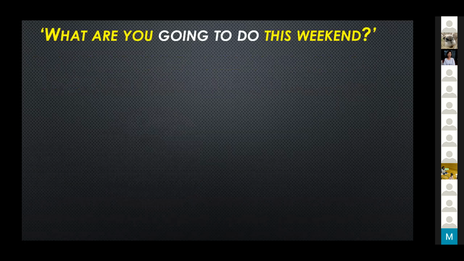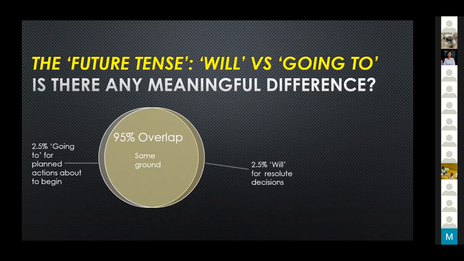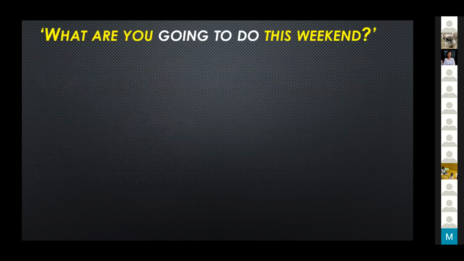This raises the question: why would we be teaching something like this, which for the most part means the same thing? Not only that, but after hearing about teachers teaching will versus going to, I actually asked 4 different foreigners in Japan this question: what are you going to do this weekend? I wanted to see what their answers would be. Would they use will or would they use going to? And here were the 4 responses.